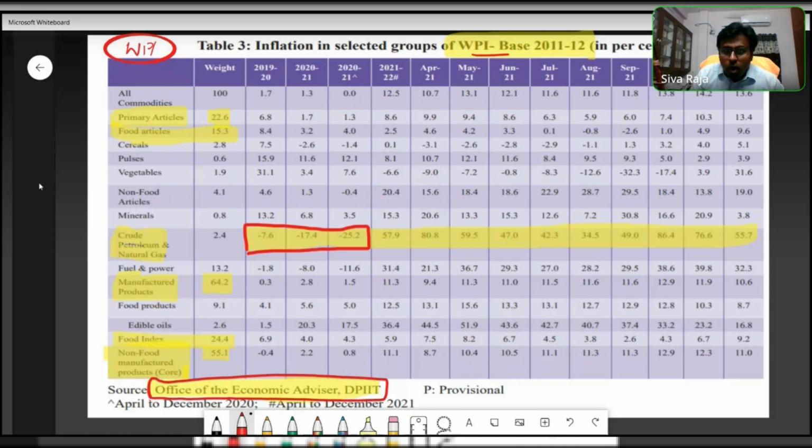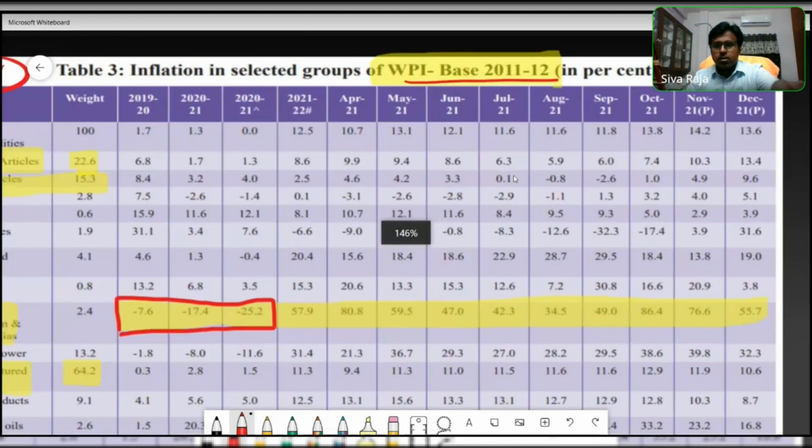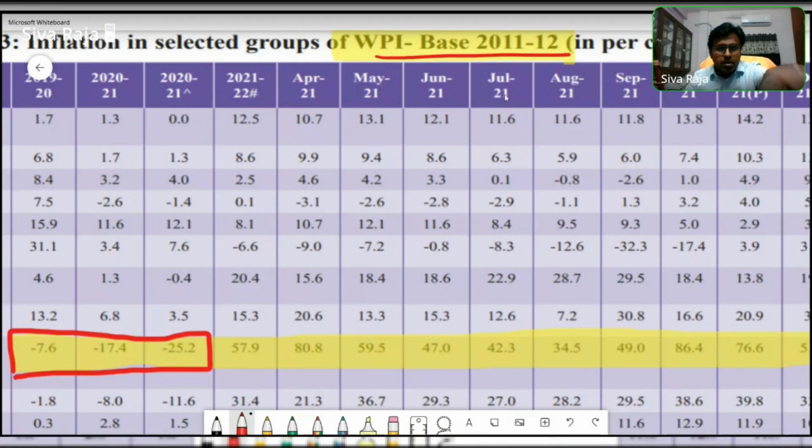What is the base year? So note this down: the base year of each thing. Make a table. It is in the book, okay, but I want you to derive from the Economic Survey what all you have to know. Last class I told you, the WPI base year is 2011-12. Okay. Now look at this point.